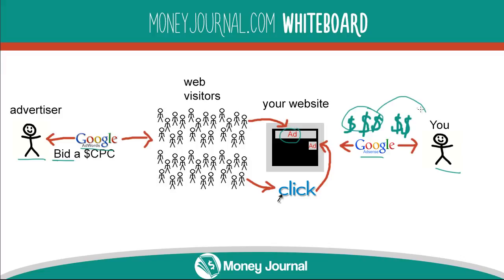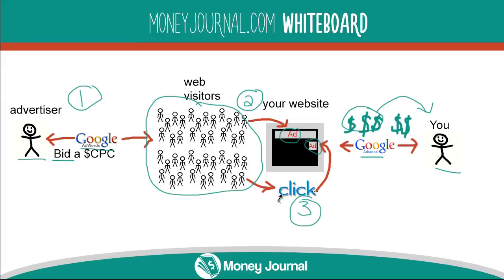So a more simplified way to look at this is, number 1, an advertiser wants to advertise using Google's AdWords program and places a bid on the maximum amount that they're willing to pay if someone visits their website through that advertisement. Number 2, the web visitors see the advertiser's ad on your website. And number 3, if they actually click through the ad and visit the advertiser's page, then you get paid through Google AdSense. So we'll head on back to Market Samurai.